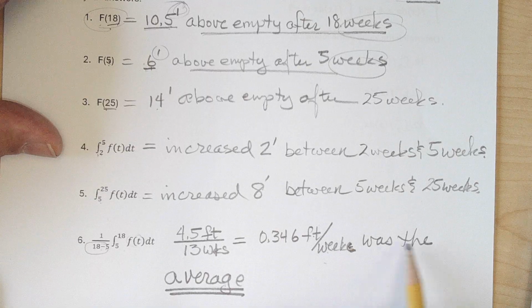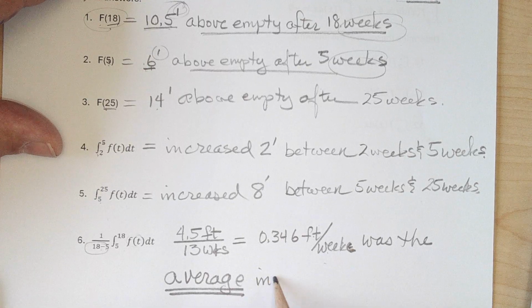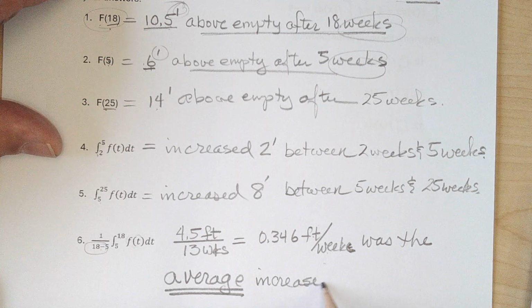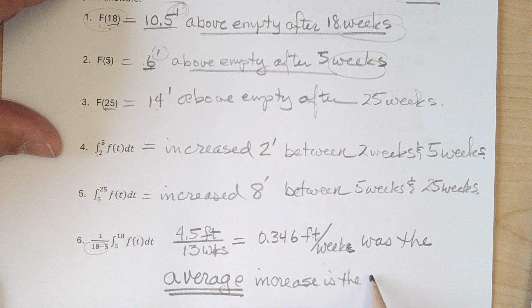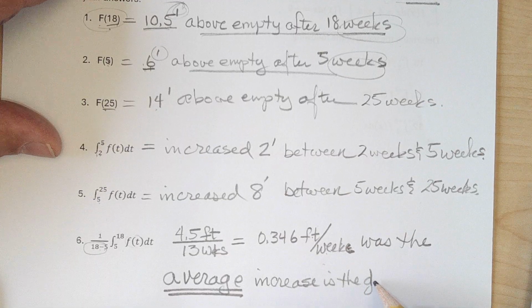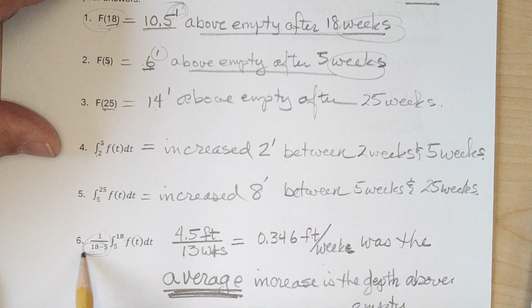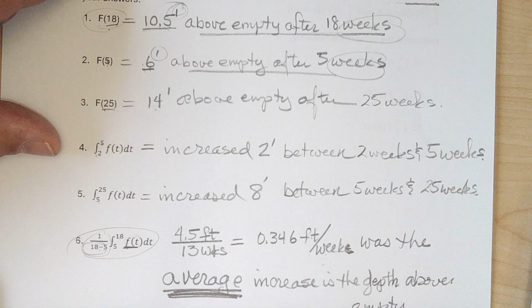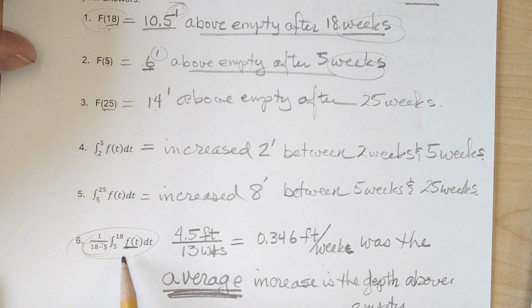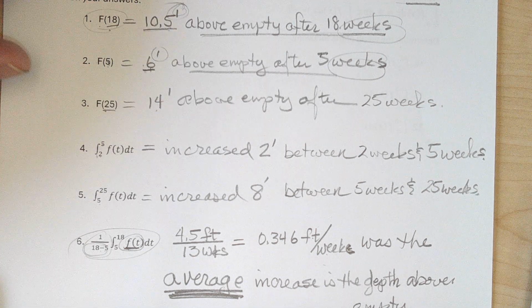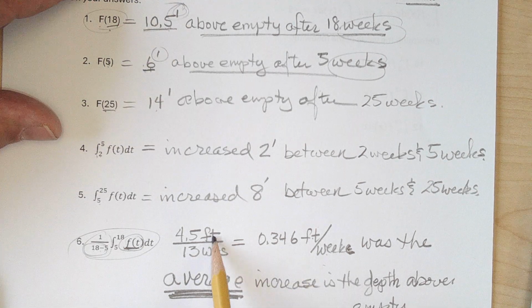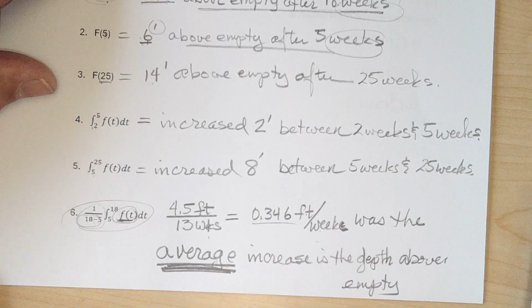0.346 feet per week was the average increase, because it's positive, in the depth above empty. It's important to get the word average, because this is an average value of this function, not the average value of the total amount, but the average of the rate of change of the height. So on average, it was increasing by 0.34 feet per week.